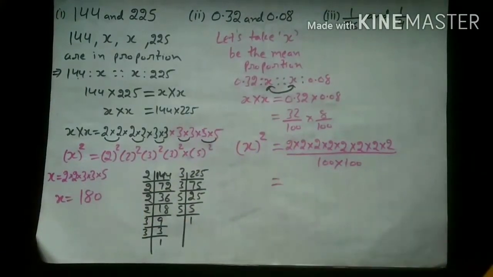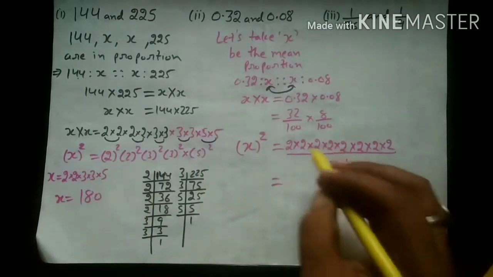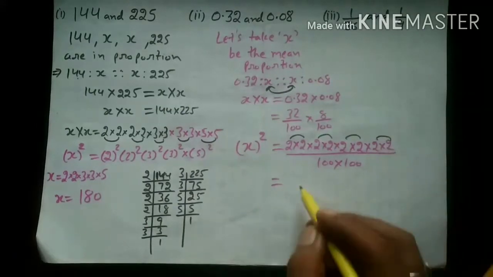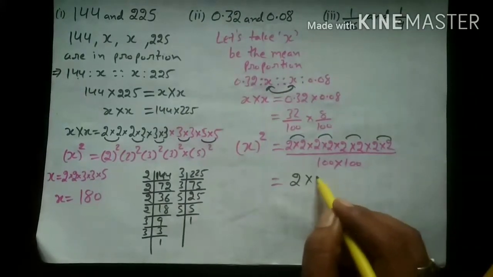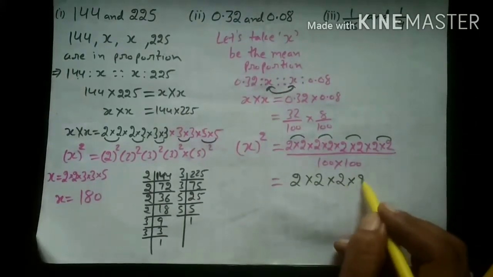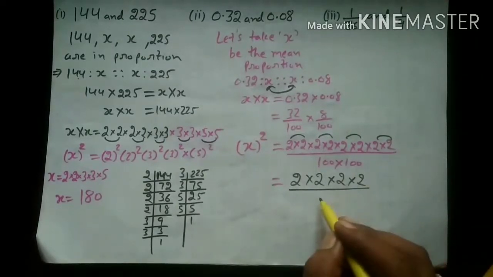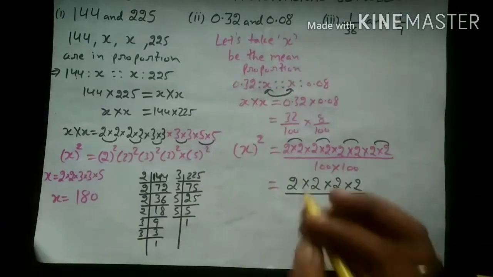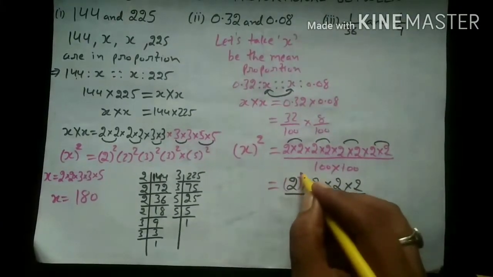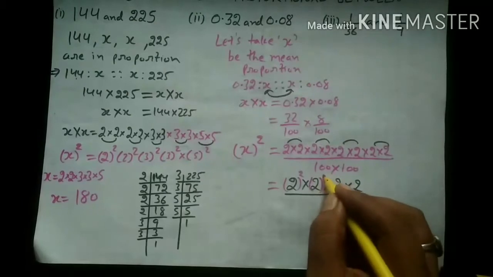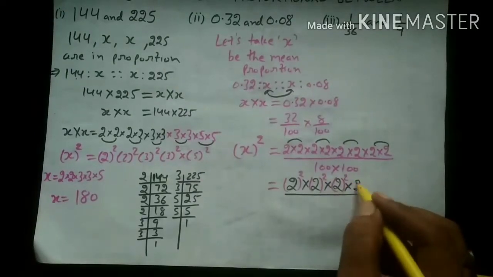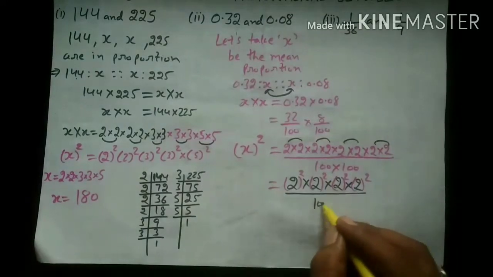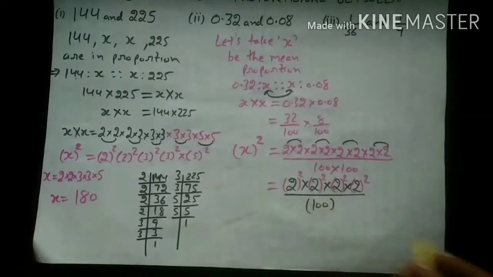Now as per the earlier question, we will make the pairs only. First pair, second pair, third pair, fourth pair. How many pairs are there? 1, 2, 3, 4, and we can write 100 square.